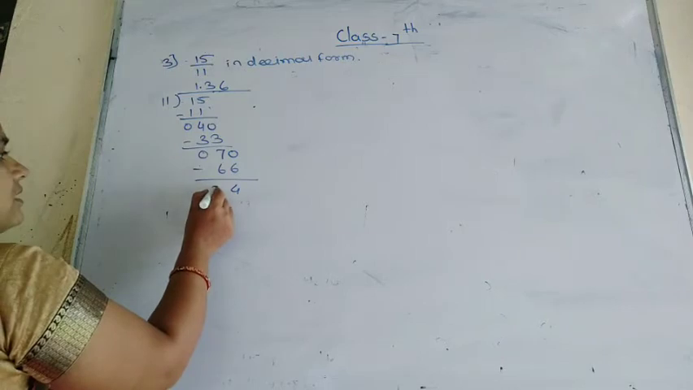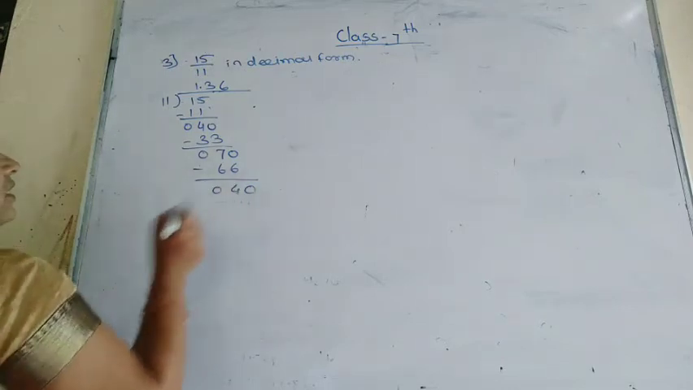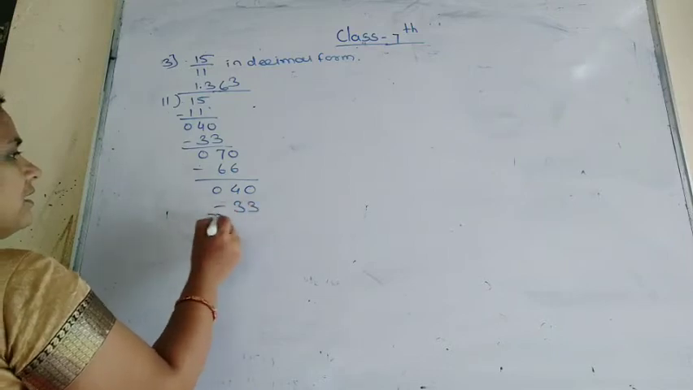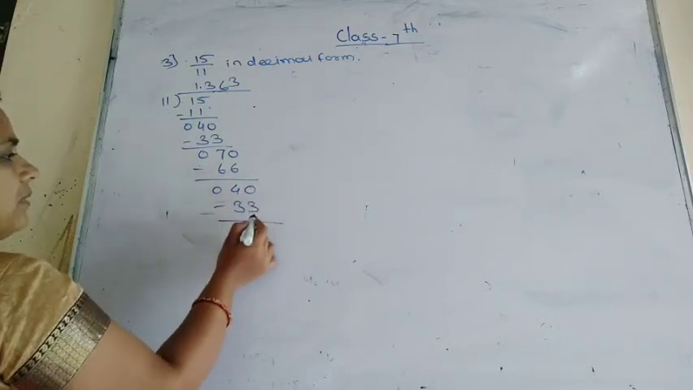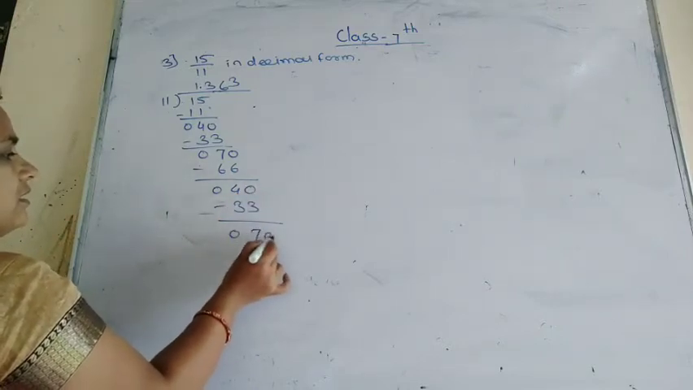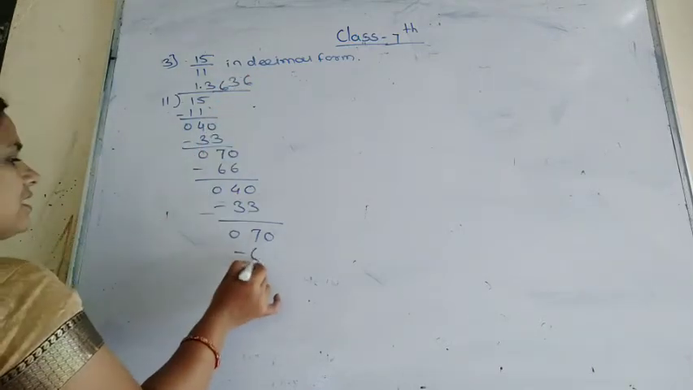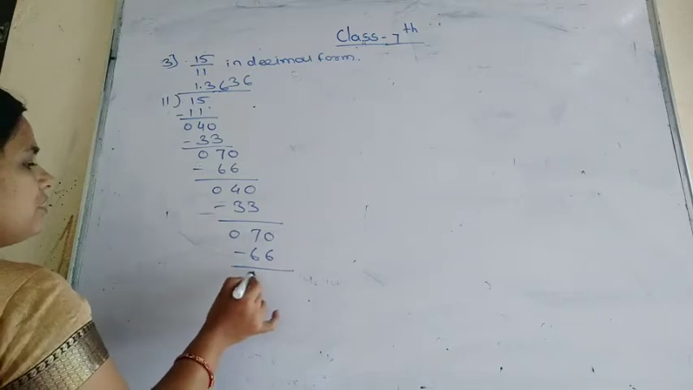Then 7 minus 6, 1. Again you take one 0. Again 11 3s are 33. Then here 10 minus 3, 7. Here again take one 0. Again 11 6s are 66. Here, no remainder of 0.